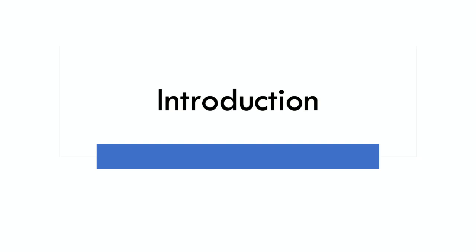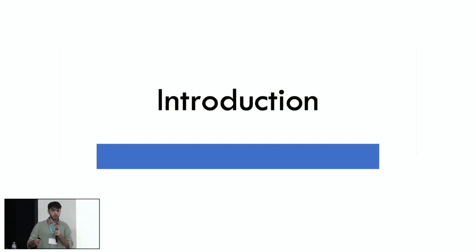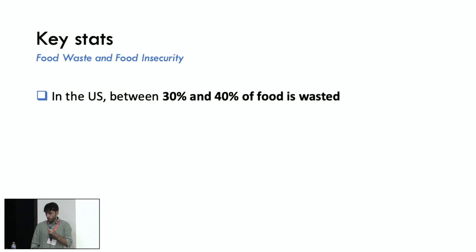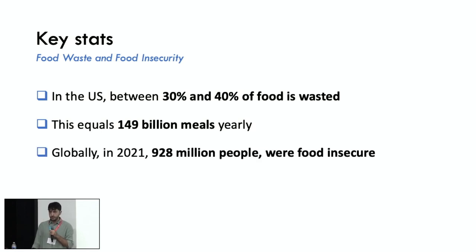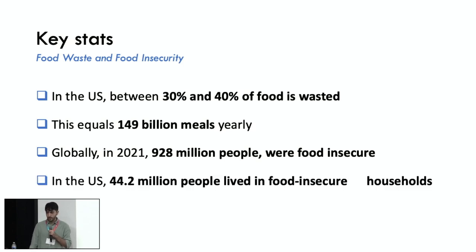So let me first start by introducing two major problems, food insecurity and food waste, which hardly need any introduction, but I'll give you some statistics that help highlight the extent of these two problems. So in the US, between 30 and 40% of food is wasted, which is about 149 billion meals yearly. At the same time, almost paradoxically, globally in 2021, 928 million people lived in food insecure households. And in the US specifically, that number is 44.2 million.